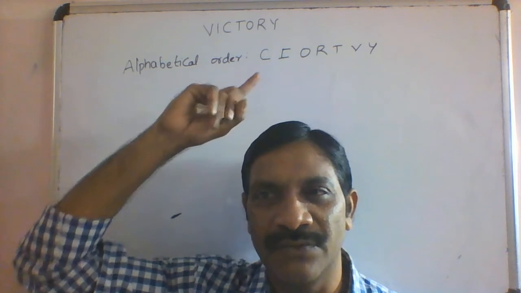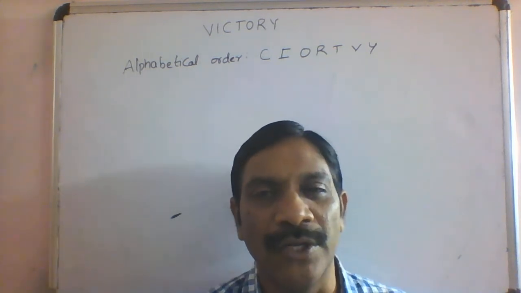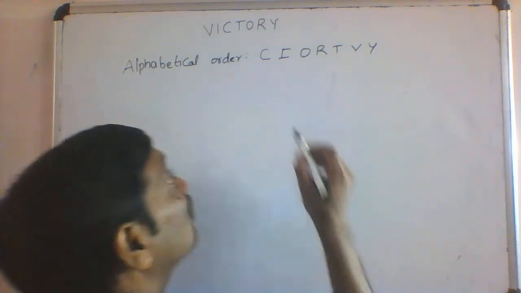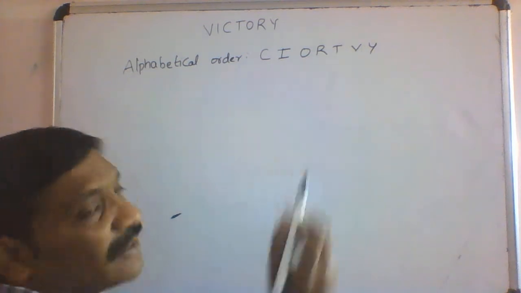See victory, the word victory. Write its alphabetical order. This is the alphabetical order: C, I, O, R, T, V and Y.